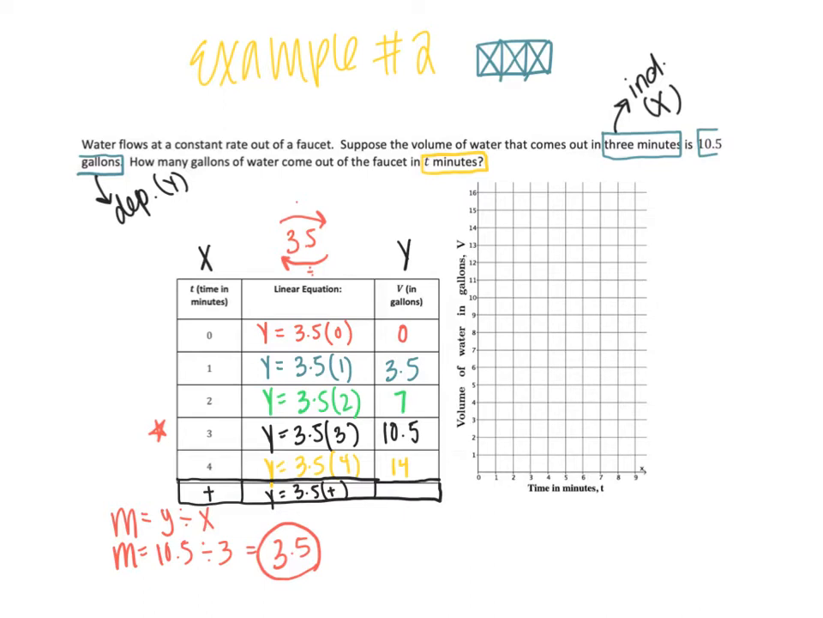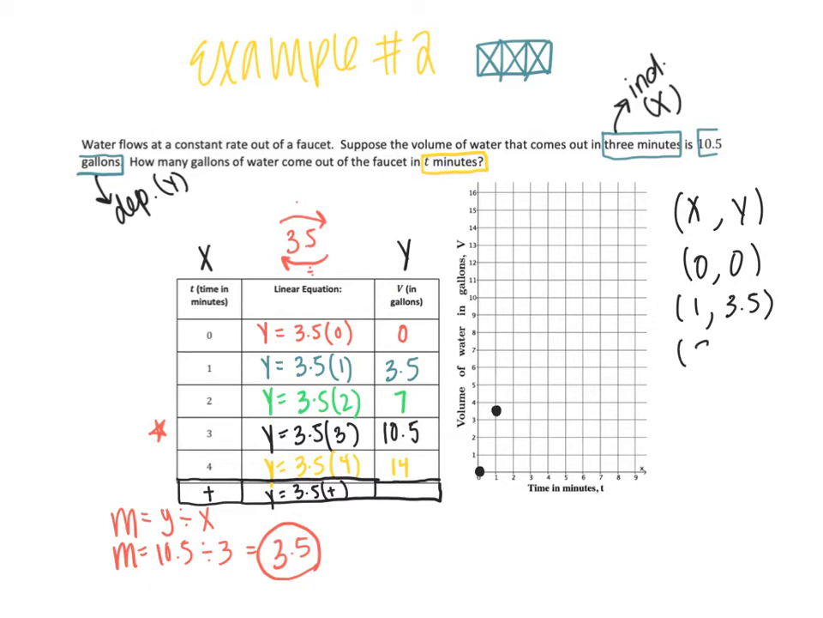All right. Now we're going to take these ordered pairs and we're going to graph them. So the first one I have in my table, I have 0 on my x, 0 on my y. So I'm going to graph this. This is my origin right here. Next, I have 1 on my x, 3.5 on my y. So I'm going to go over 1, up 3.5, right in the middle there.